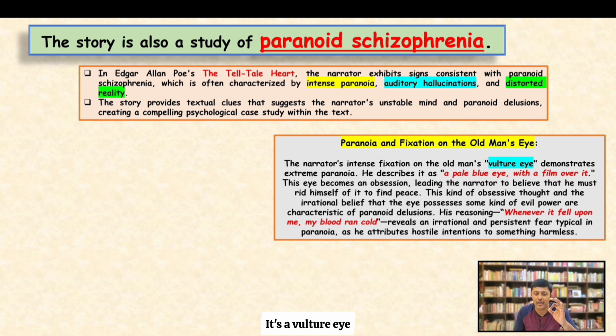It's a vulture eye, a pale blue eye with a film over it, which we have already mentioned and analyzed clearly. So this is again the paranoid schizophrenia overpowering the narrator: whenever it fell upon me, my blood ran cold. The similar kind of expression that you have already seen. This is the paranoia. This is the fixation on the old man's eye. And the fixation on the old man's eye gives him an eerie feeling. He becomes paranoid and becomes schizophrenic.